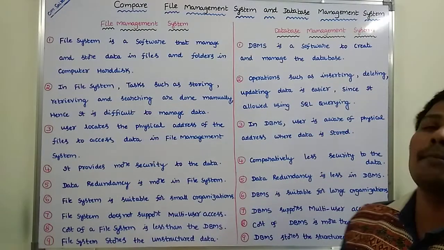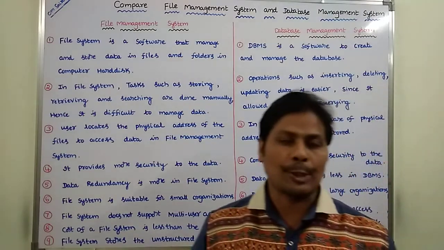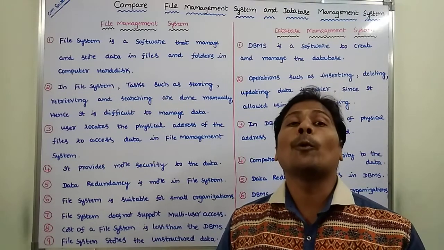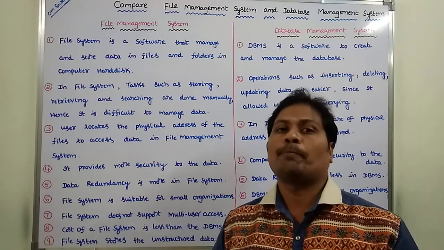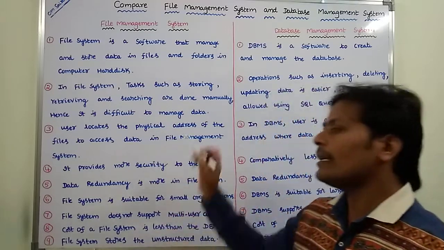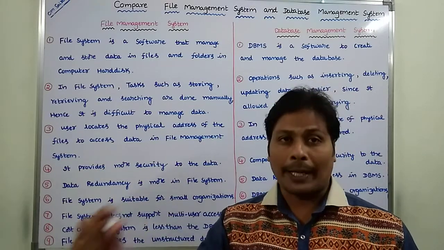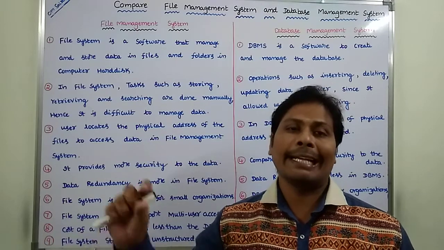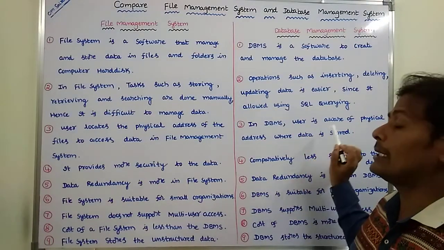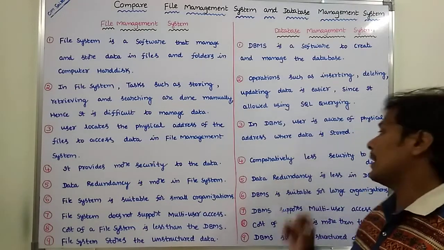Whereas in the case of DBMS, the user is not aware of the physical address where the data is stored. In the database management system, the user does not know the location where the data is stored in the database. But in file management system the user must know the location of the file that we want to access the data from.